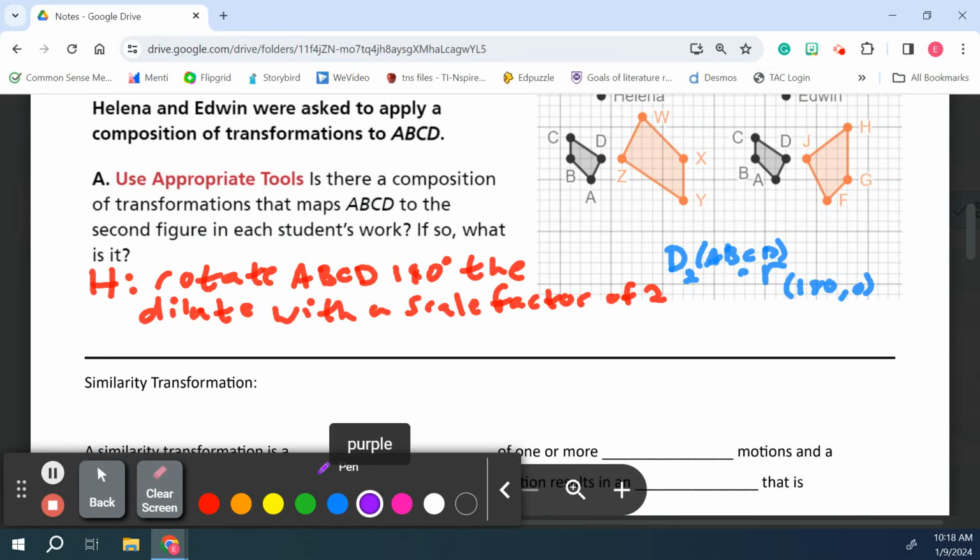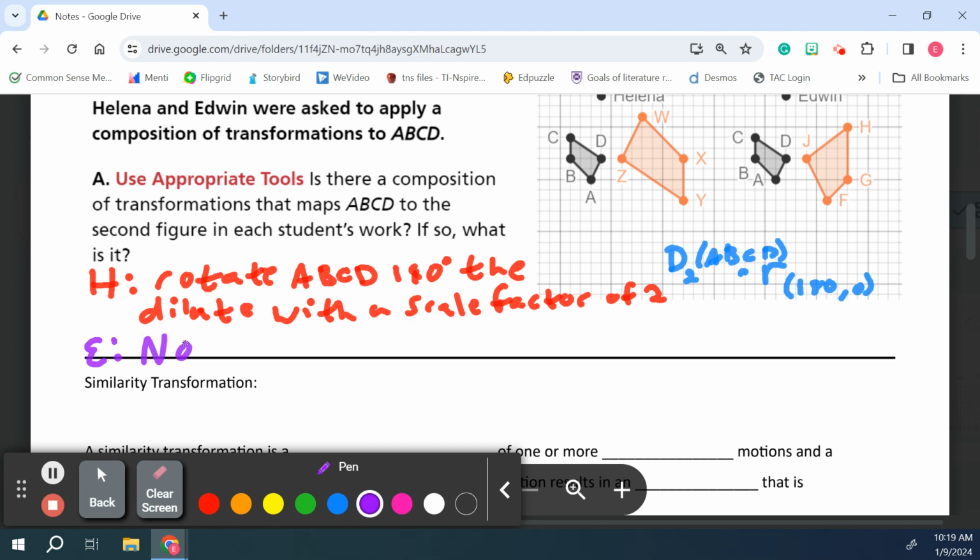Now for Edwin, here's Edwin's. So here again, here's our original shape. Nothing changed there. And here's what he has. Do these look like the same shape? Is ABCD kind of the same as JHGF? I don't know. This H looks a little different, doesn't it? It's kind of like a point that's pulled a little bit, because this does not look like the original shape really at all.